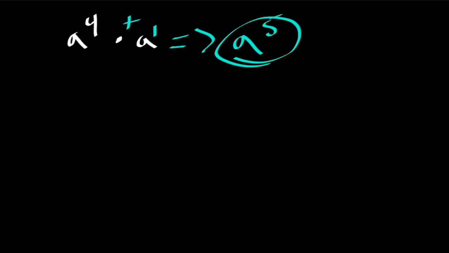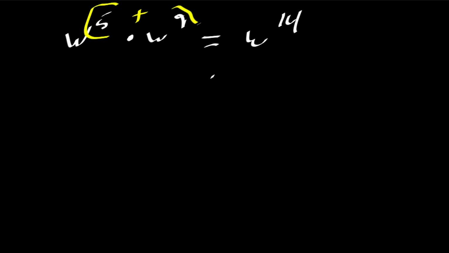Let's do one more real quick. What about w to the 5th times w to the 9th? This would give me w to the 14th, because once again, I would add the exponents. So when I'm multiplying variables, I add the exponents.